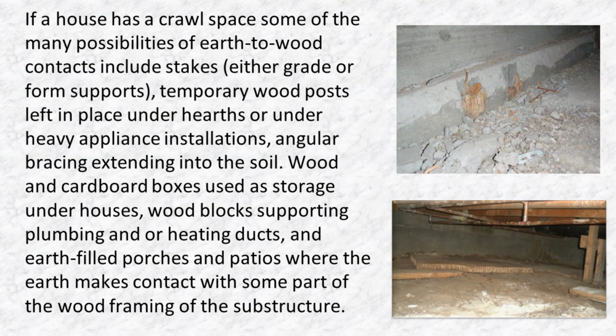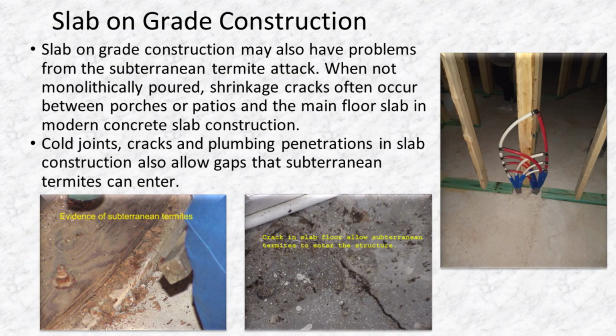If a house has a crawl space, some of the many possibilities of earth-to-wood contacts include stakes, either grade or form supports, temporary wood posts left in place under a hearth or under heavy appliance installations, angular bracing extending into the soil, wood and cardboard boxes used as storage under houses, wood blocks supporting plumbing or heating ducts, and earth-filled porches and patios where the earth makes contact with some part of the wood framing of the structure.